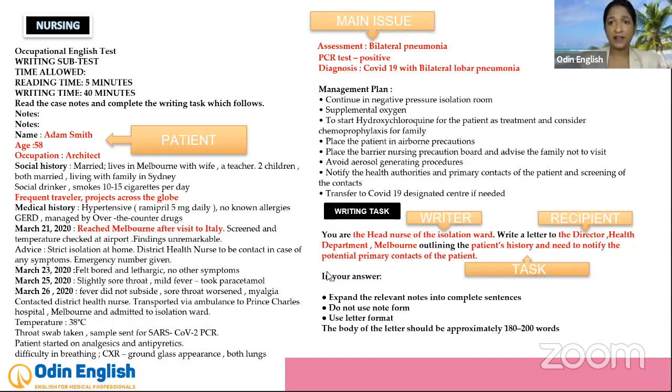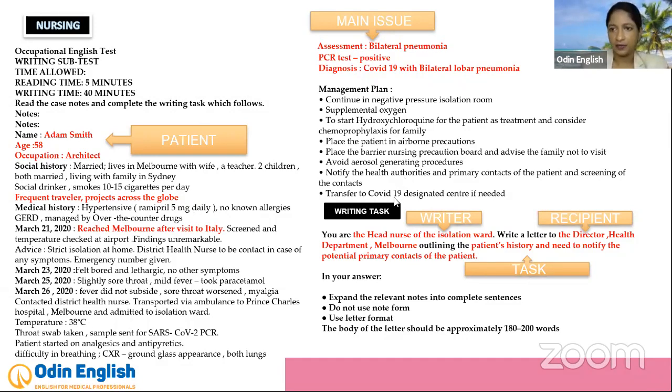So let's check your answers. Compare your answers with what's there on the screen. So the patient is Mr. Adam Smith, whose age is 48 years. He's an architect. He's a frequent traveler with projects across the globe, and he reached Melbourne after a visit to Italy. The main issue of the patient is bilateral pneumonia, and he has positive COVID-19 test. So we can say that his diagnosis is COVID-19 with bilateral lobar pneumonia. The recipient is the Director of Health Department, Melbourne. The writer is the head nurse of isolation ward of Prince Charles Hospital, Melbourne. And the task is to outline the patient's history and to notify the primary contacts of the patient.